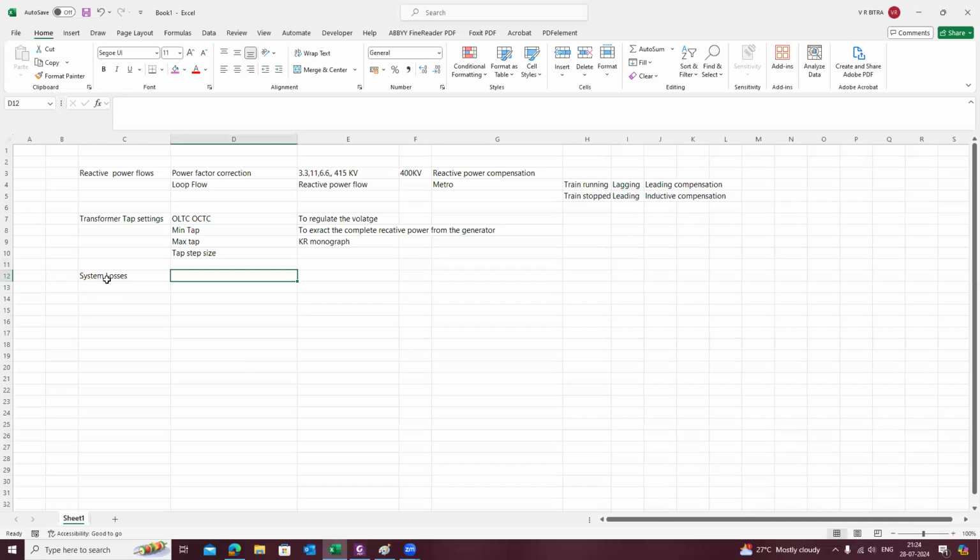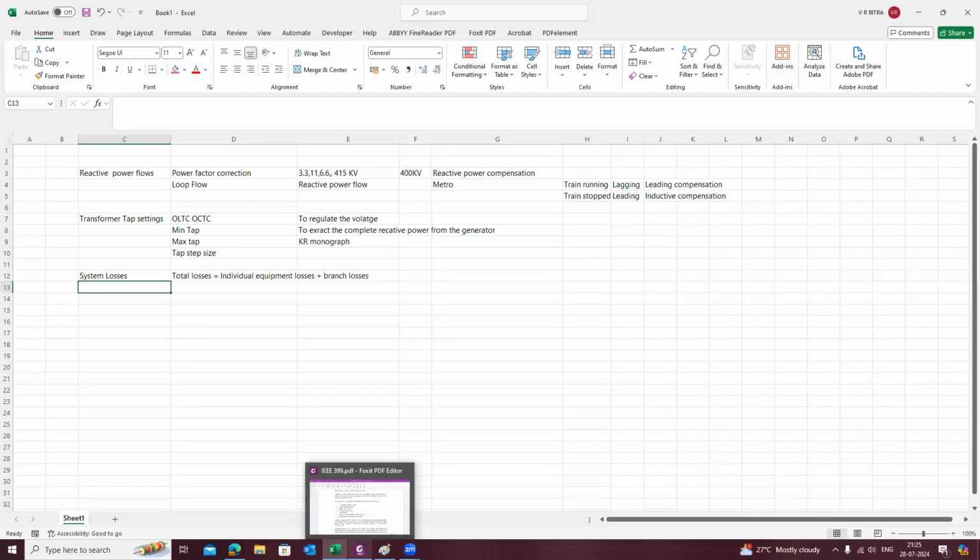So the system losses mean the total losses, which is the individual equipment losses plus branch losses. Out of this, what we are going to determine is the ideal configuration for normal operating conditions. The purpose of the load flow analysis is to evaluate all possible combinations to find the configuration in which the losses are less. If losses are less, then that's the ideal condition. But it is not only about the losses; it is about the voltage profile and the equipment loading, a combination of both.